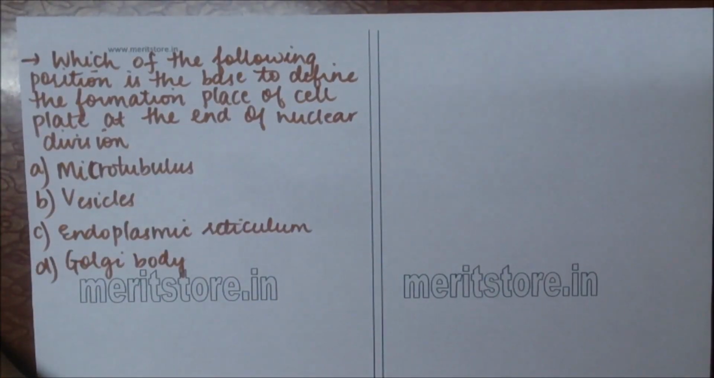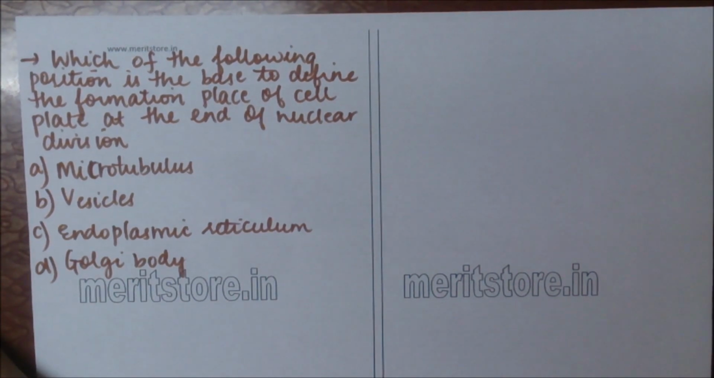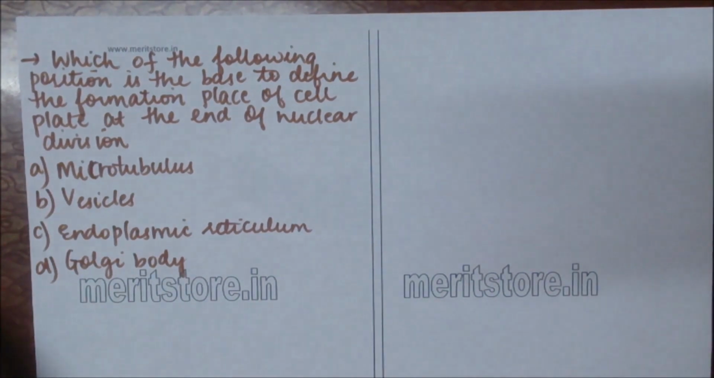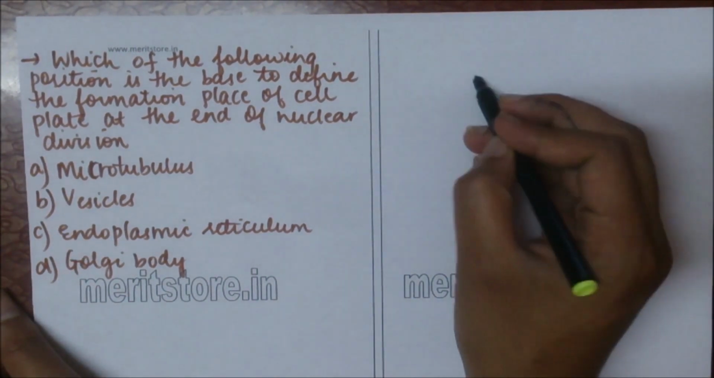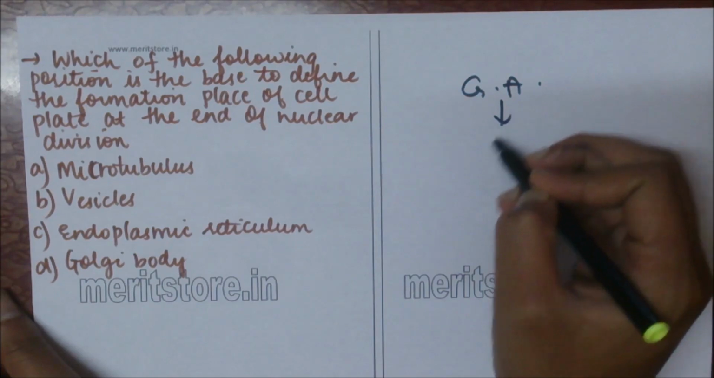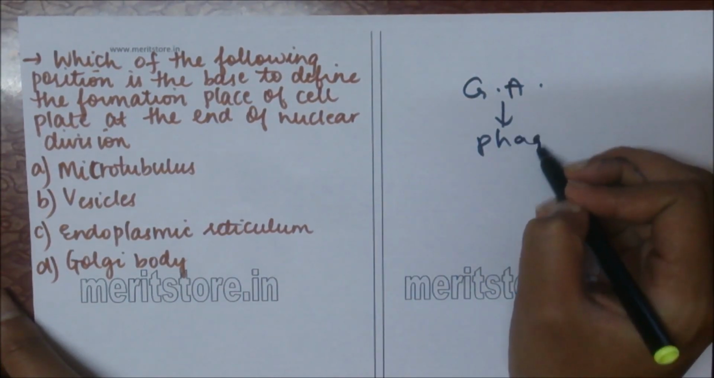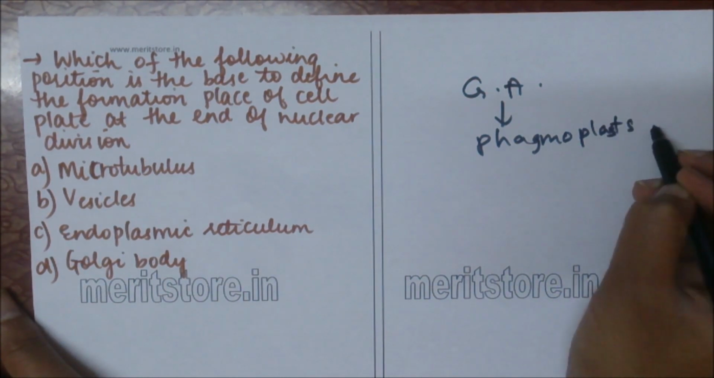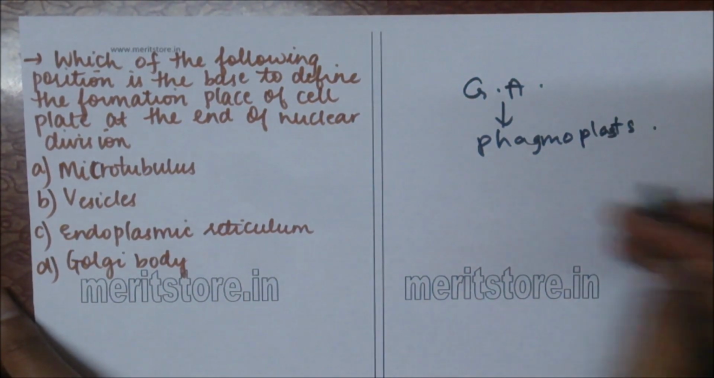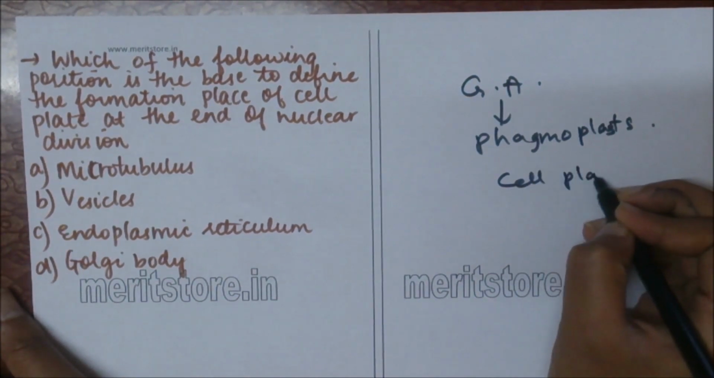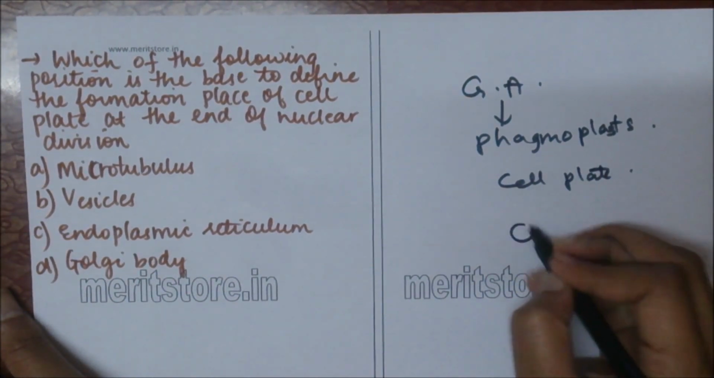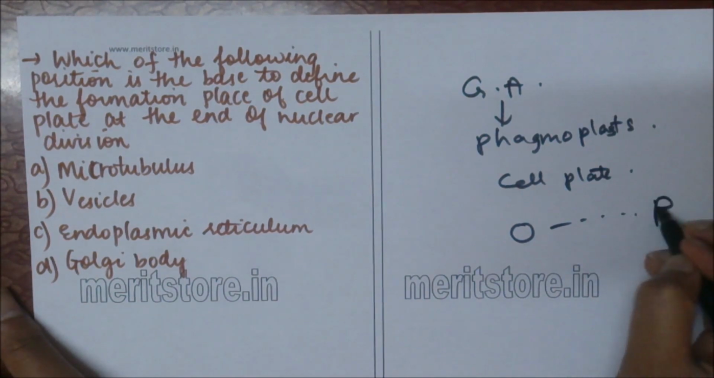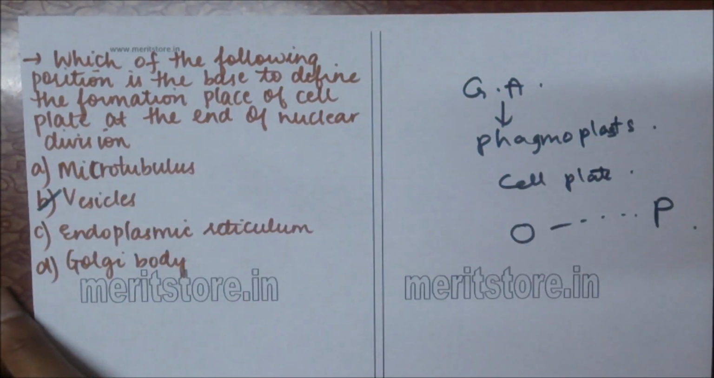The following is the base to define the formation of the place of the cell plate at the end of nuclear division. A. microtubule, B. vesicle, C. endoplasmic reticulum, D. Golgi bodies. Vesicles provided by the Golgi apparatus form the phragmoplast, which joins to form the cell plate. This cell plate is first laid down at the center and then proceeds towards the periphery. So option B is the correct answer.